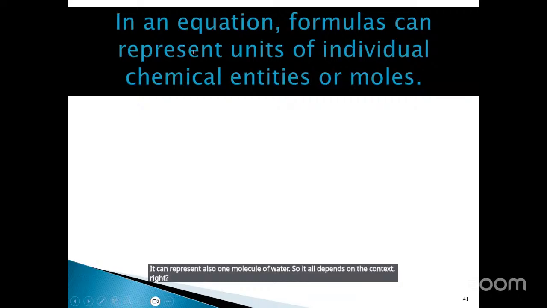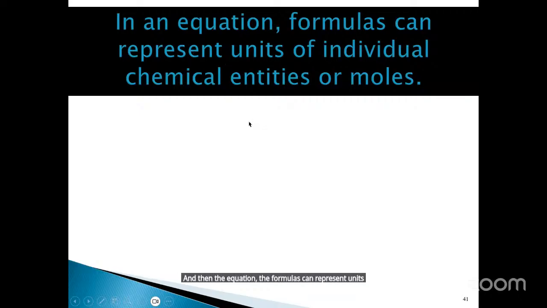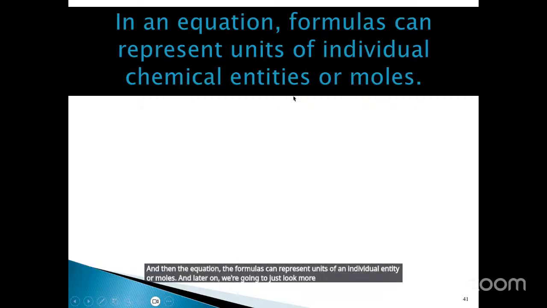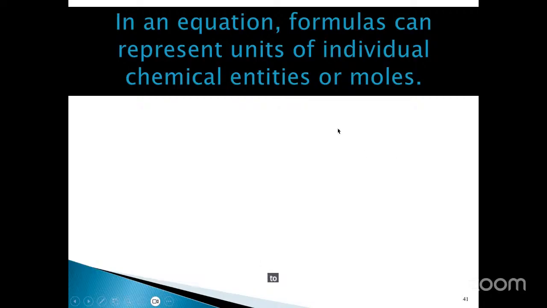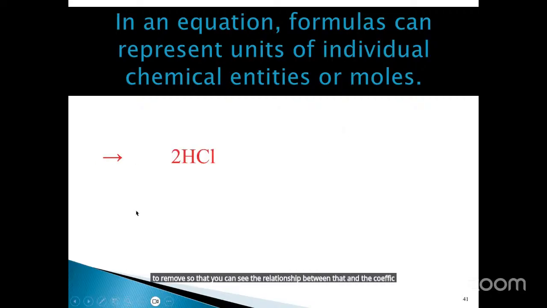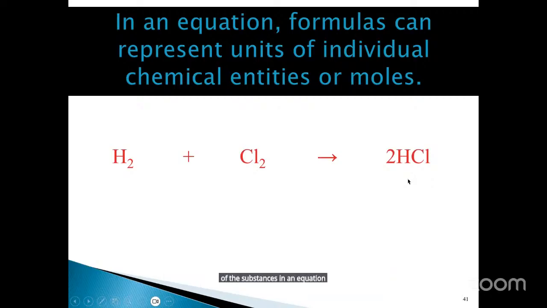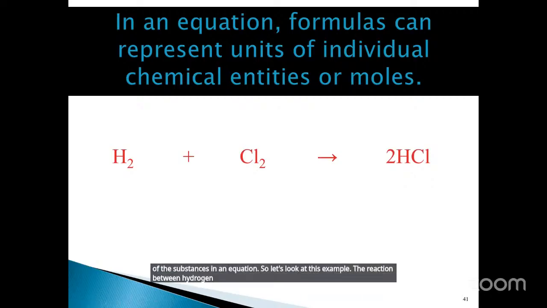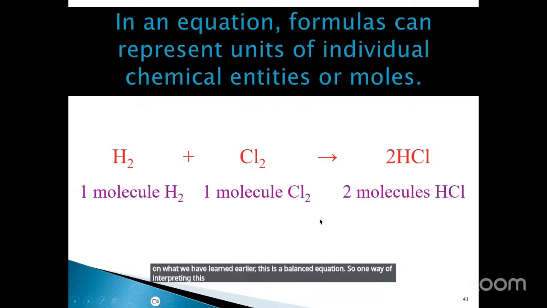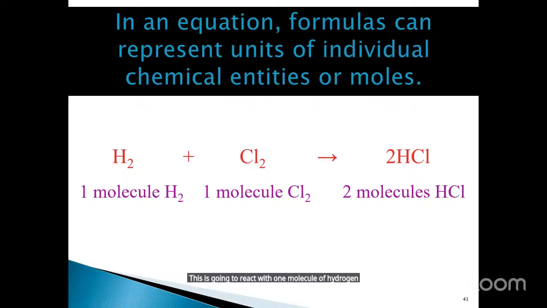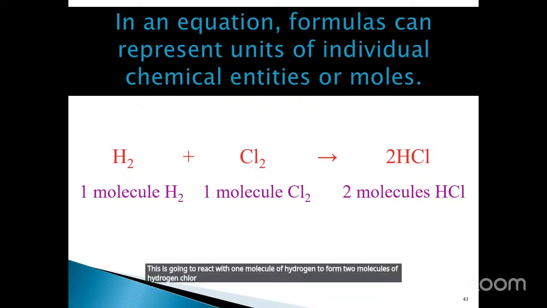And then in an equation, the formulas can represent units of an individual entity or moles. And later on, we're going to look more deeply into this whole term moles, so that you can see the relationship between that and the coefficients of the substances in an equation. So let's look at this example. The reaction between hydrogen and chlorine to form hydrogen chloride. As you can see, based on what we have learned earlier, this is a balanced equation. So one way of interpreting this equation is that 1 molecule of chlorine is going to react with 1 molecule of hydrogen to form 2 molecules of hydrogen chloride. All right, so that's one way of representing it.